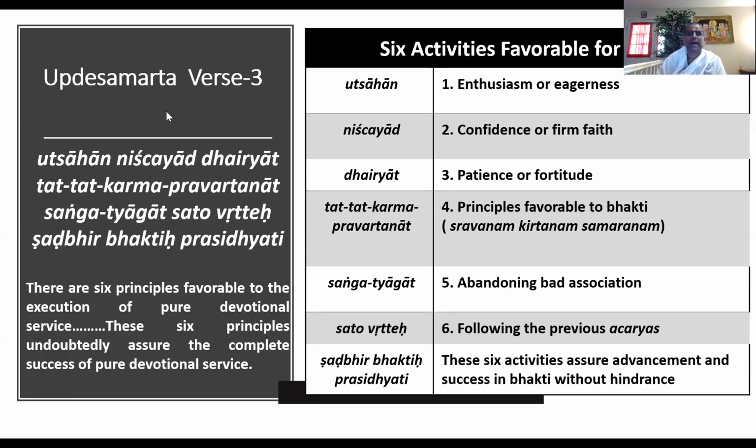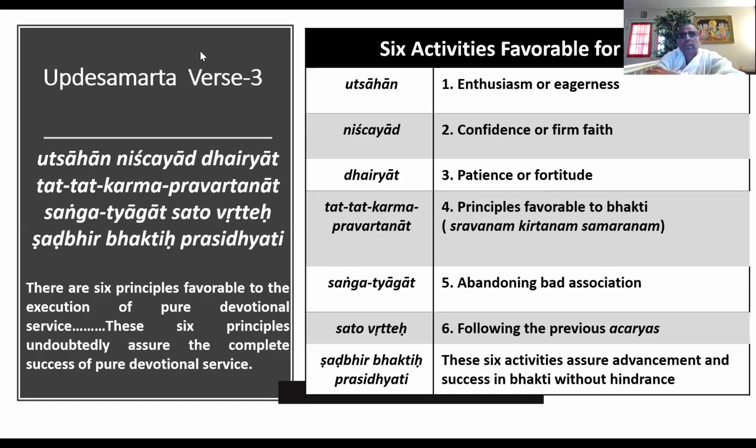So utsaha is enthusiasm to serve. And nishchaya is confidence, having firm faith. Dhairya is having patience. Tat tat karma pravartanat is favorably engaging in the limbs of bhakti, such as sravanam, kirtanam, smaranam, those 9 limbs of bhakti that are given to us. We should engage ourselves in a very positive way with firm faith. And then sanga tyagat, abandoning bad association, staying away from the association of bad people.